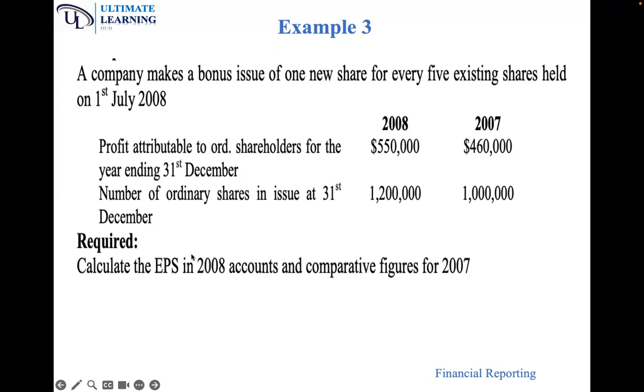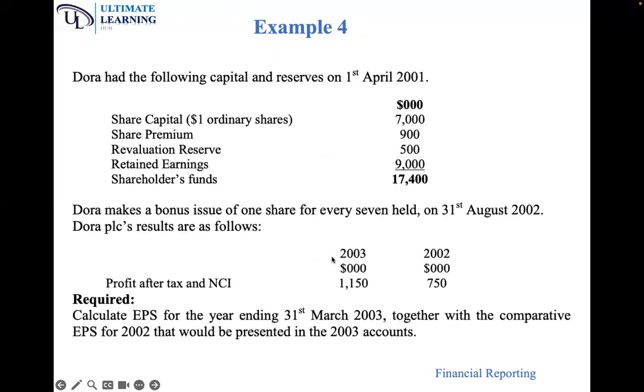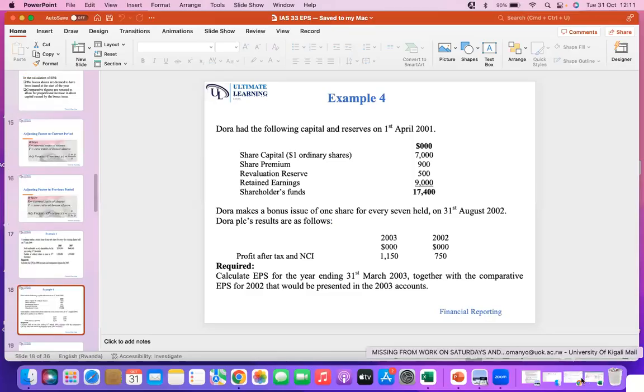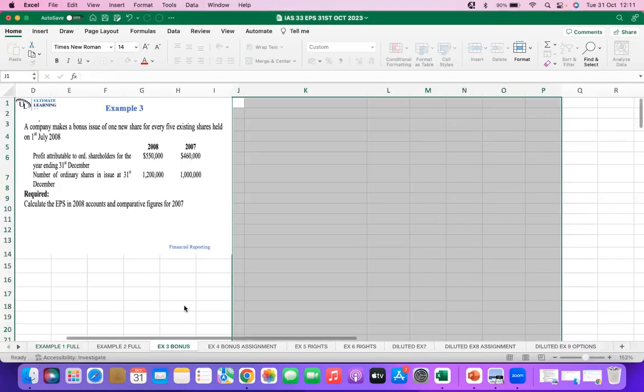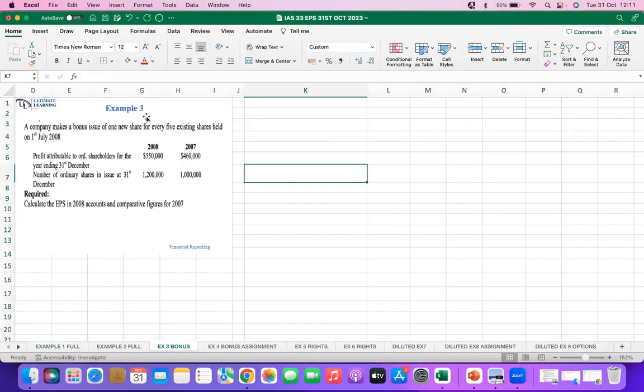So let's look at the required. Calculate the EPS in 2008 accounts and the comparative figures. Again, we must go to the Excel sheet and solve this. So we are looking at the bonus issue. The same question is there: a company makes a bonus issue of 1 new share for every 5.